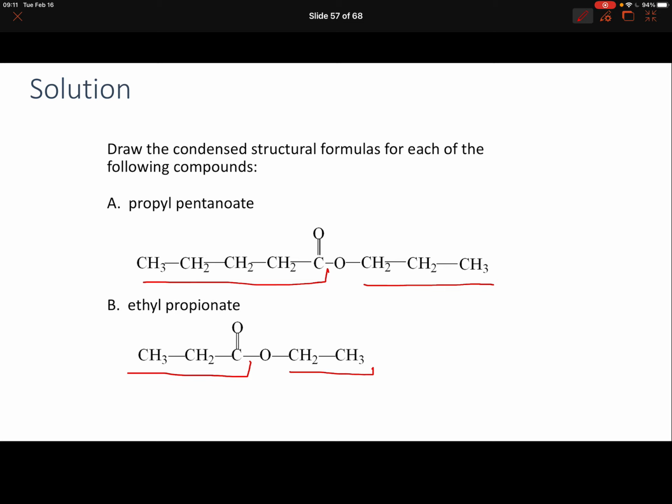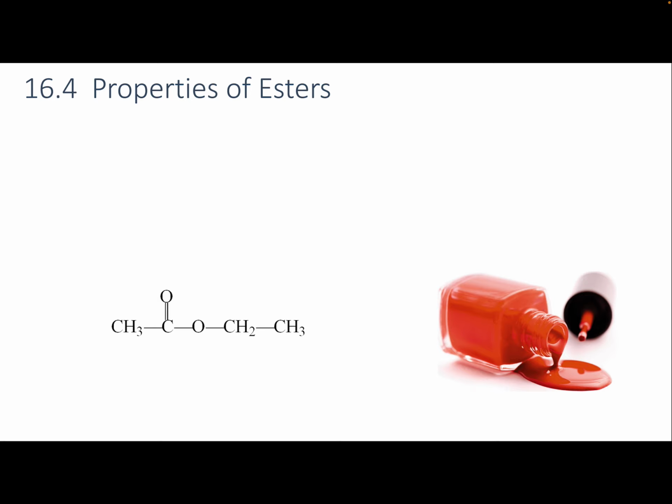Now, if we can make esters, we can hydrolyze them, so I'm sure that's next. Let's talk about properties of esters. Now, ethyl acetate, as I'm showing here, is the solvent in fingernail polish, plastics, lacquers, that sort of stuff. The goal here is to describe the boiling points and solubility of esters, to draw their condensed and line angle structures, and to draw the products from the acid and base hydrolysis.